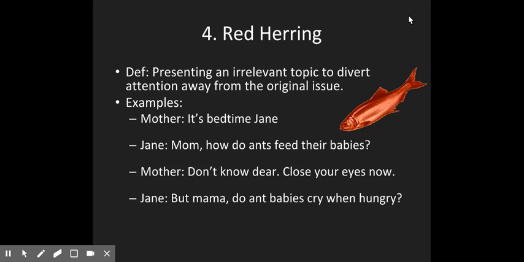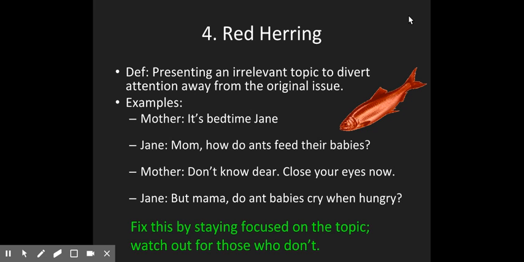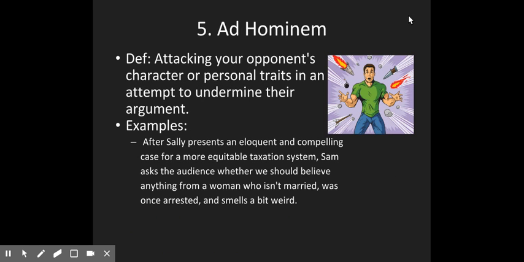Sometimes people do this in arguments too, or when they're trying to persuade you. They want to distract you a little bit. So to fix this, stay focused on the topic and watch out for those who don't. If somebody's getting off topic, you need to try your best to get them back on topic or stop listening to them.